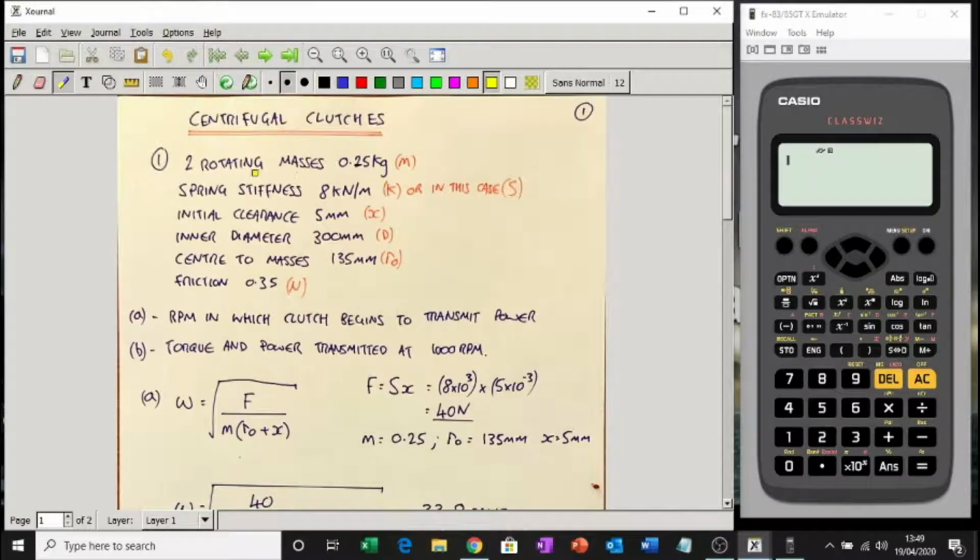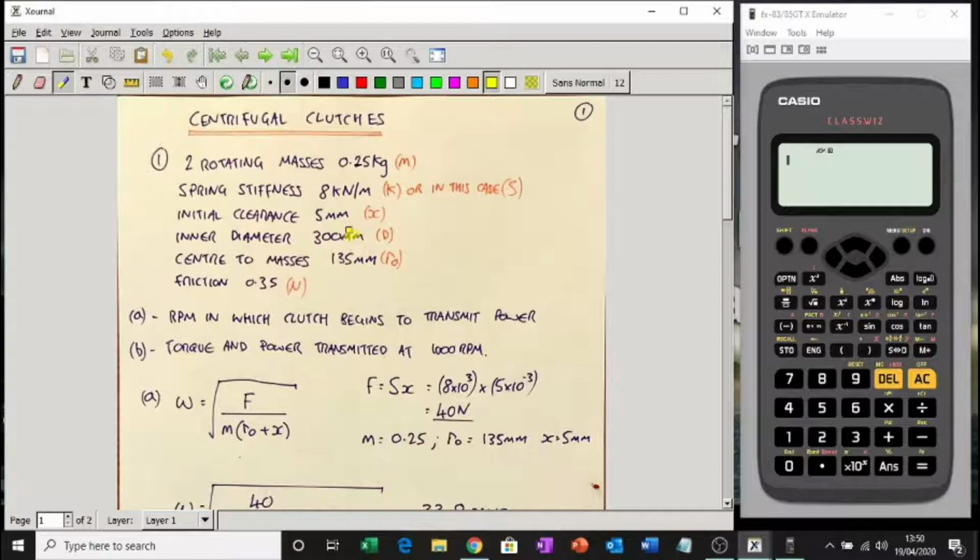So we've got a clutch, 2 rotating masses. So M is going to be 0.25 kilograms. The spring stiffness is 8 kilonewtons per meter. It's either going to be K or S. In our case, it's S because we've got kilo and we've got kilograms. So S just means spring stiffness. The initial clearance is 5 mil, so that's our X value. The inner diameter is 300 mil. That's going to be our D value, diameter. The center to the masses, so the center of the center of gravity of the mass is 135 mil. That's R0, and the friction is going to be 0.35.